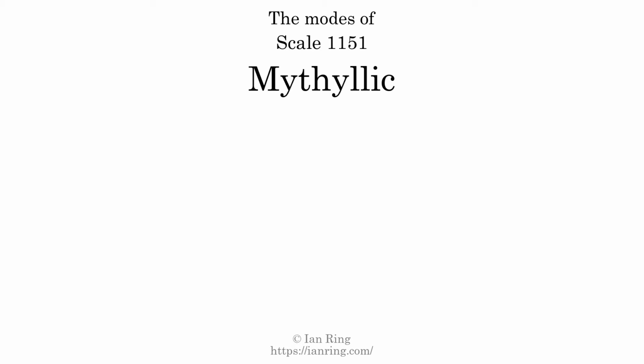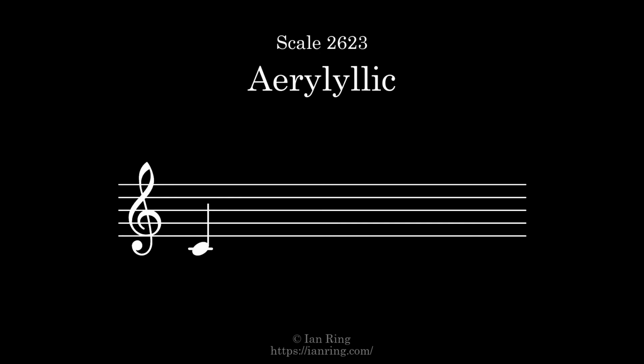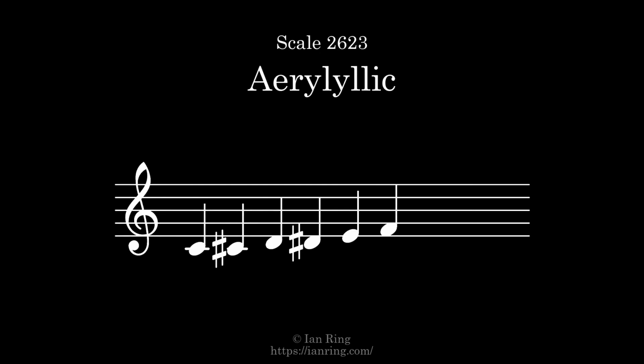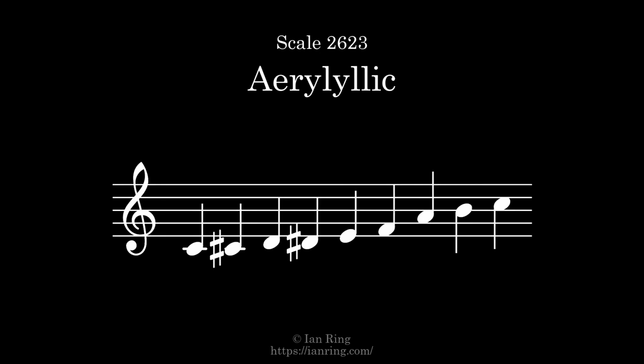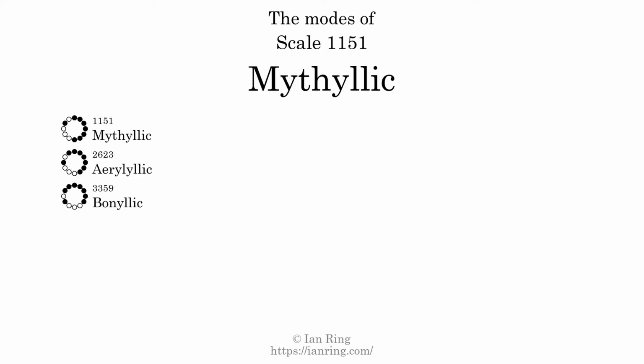This scale has 8 modes. The first mode is itself. The second mode is scale 2623, also known as Heteromorphisms. It sounds like this. The third mode is scale 3359, also known as Mythyllic. It sounds like this.